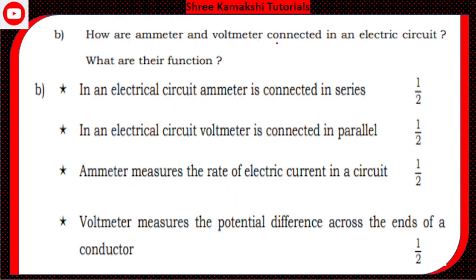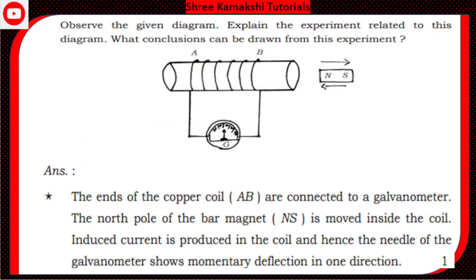How are the ammeter and the voltmeter connected in an electric circuit? What are their functions? In an electrical circuit, the ammeter is connected in series. In an electrical circuit, the voltmeter is connected in parallel. Ammeter measures the electric current in a circuit. Voltmeter measures potential difference across the ends of the conductor. Understand that? That is the next question.